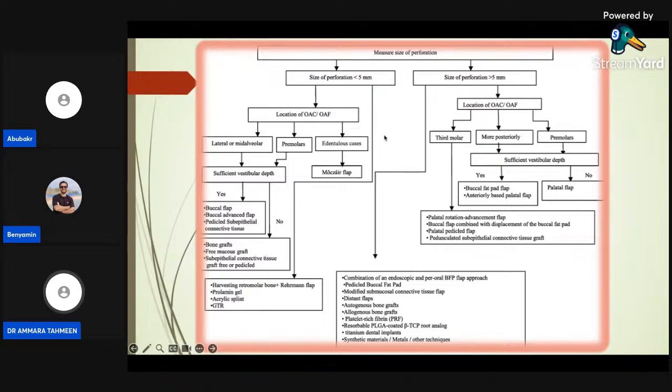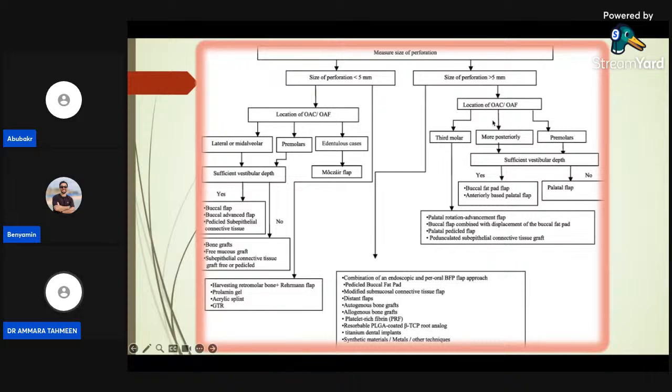If you have a defect of less than 5 mm, then you are going to close the defects using local flaps. Okay, then next, size of perforation. If it's more than 5 mm and the communication is present in the third molar region, then the most commonly used flap is palatal rotation advancement flap or buccal flap with displacement of buccal fat pad, and palatal pedicle flap, and other epithelial island connective tissue graft.